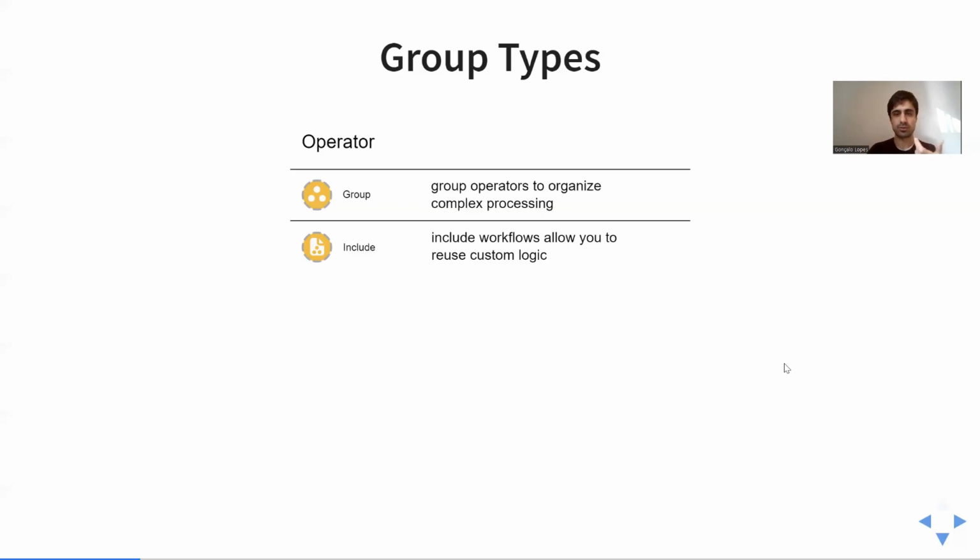We have previously discussed using group operators to organize our workflow and collapse a large definition of a sequence of steps into one node. But we didn't systematically go through the options that group operators allow you. And also we didn't discuss how you can reuse that logic that you organize across workflows and across projects. So we will discuss a little bit about that using include workflows.